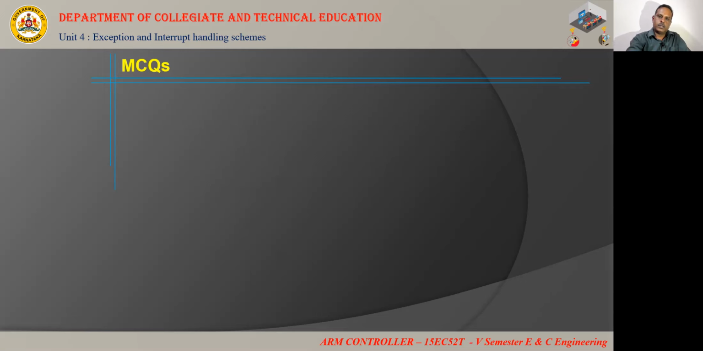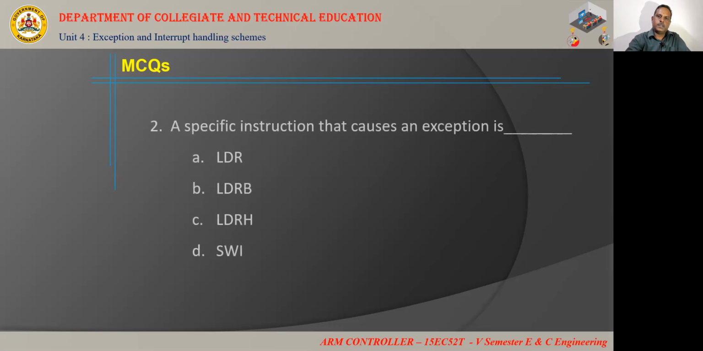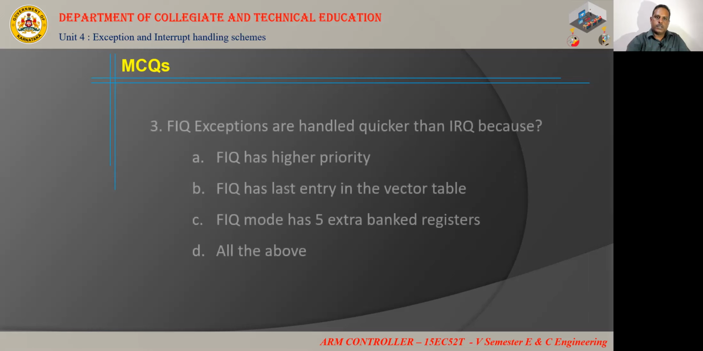So next let us move on to the second question. A specific instruction that causes an exception is, so obviously the SWI instruction. That is the answer, option 4, SWI. So next question.